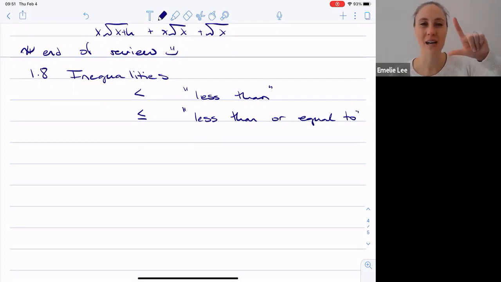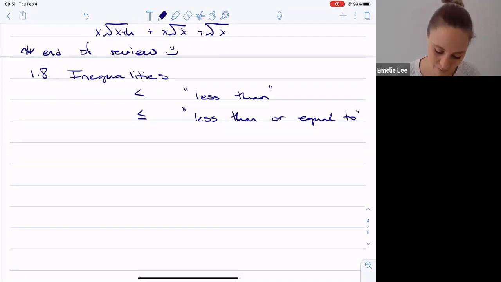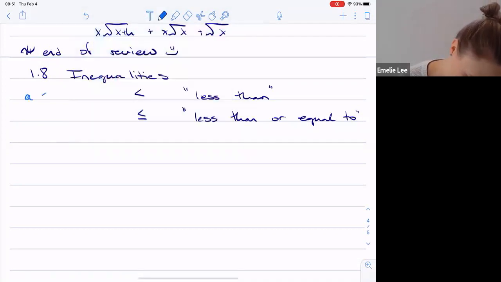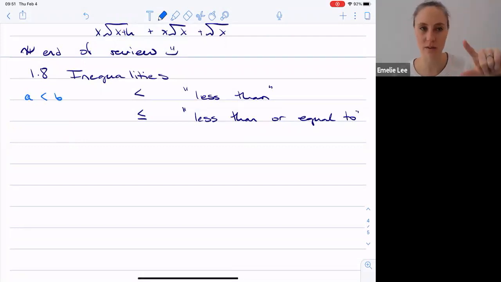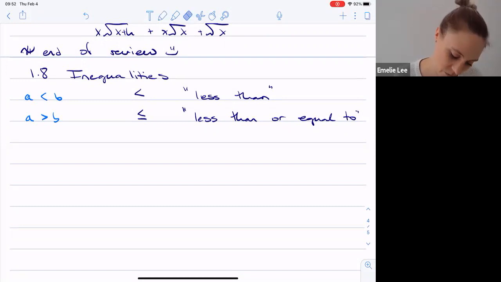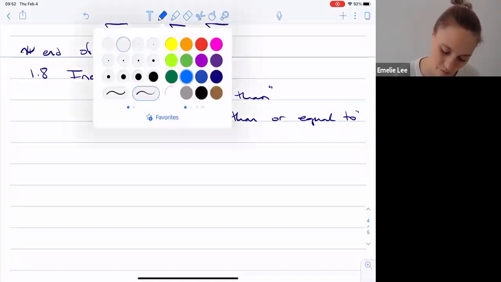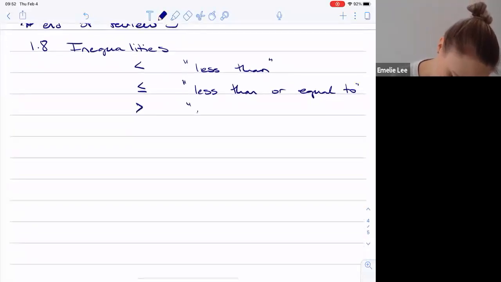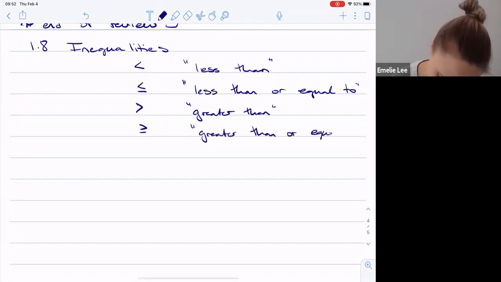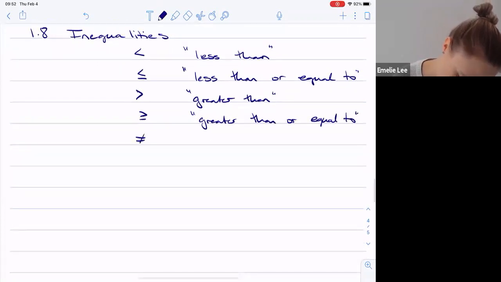And remember that trick, you make an L, kind of like a loser L with your left hand. And then if you hold it over the less than sign, it's going to look like an L. So if you have something like A is less than B, then you can just read it across. And of course, if it's the other way, it doesn't make an L, so then it must be greater than. So you only need to remember one to remember the other one. And then, of course, greater than or equal to, and the last inequality is the not equal to.